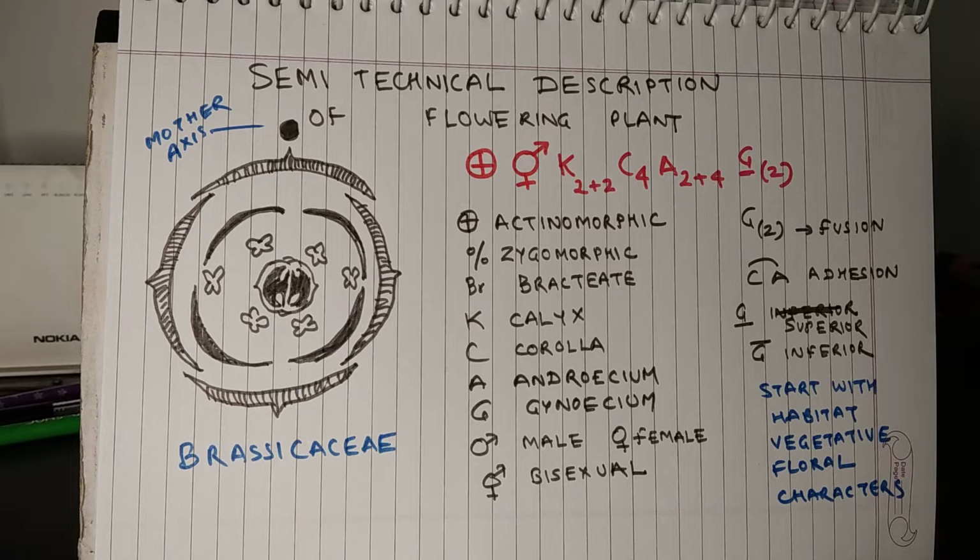In this lesson, you will learn about a semi-technical description of a flowering plant. In this chapter, you'll be taught about three families of angiosperms, and you will have to write a semi-technical description, which means that you don't need to write all the details about every character of the plant. Rather, you have to write certain key features in telegraphic language, or in the language of a short text message, you can say. That sort of description is called a semi-technical description, and this starts with habitat.